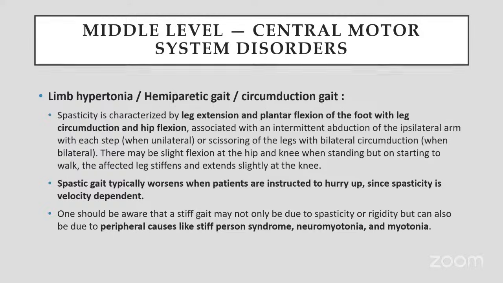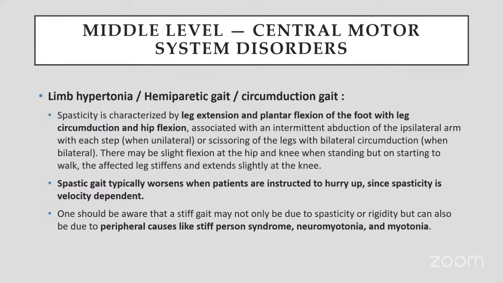Spasticity is mainly characterized by leg extension and plantar flexion of the foot with leg circumduction and hip flexion. This is associated with an intermediate abduction of the ipsilateral arm with each step when it is unilateral. When it is bilateral, it is seen as a scissoring of the legs, also called scissoring gait, with bilateral circumduction. There may be slight flexion at the hips and the knee when standing, but on starting to walk, the affected leg stiffens and extends slightly at the knee.